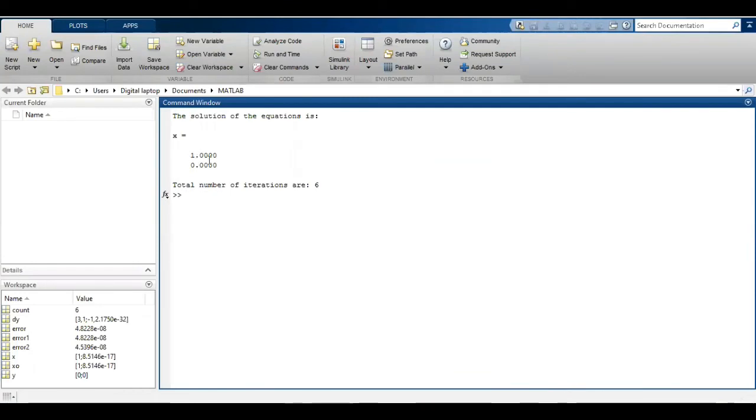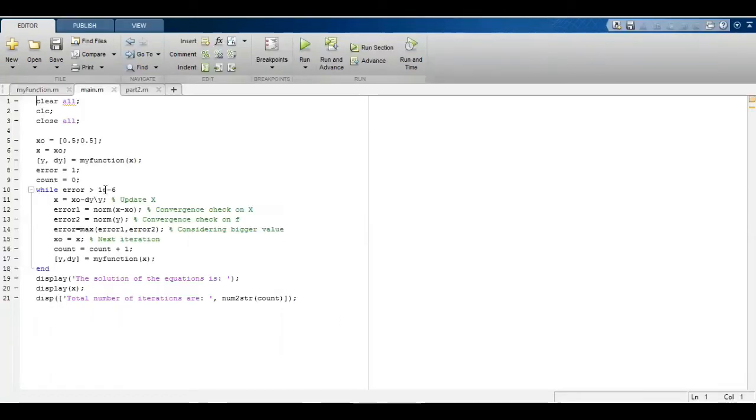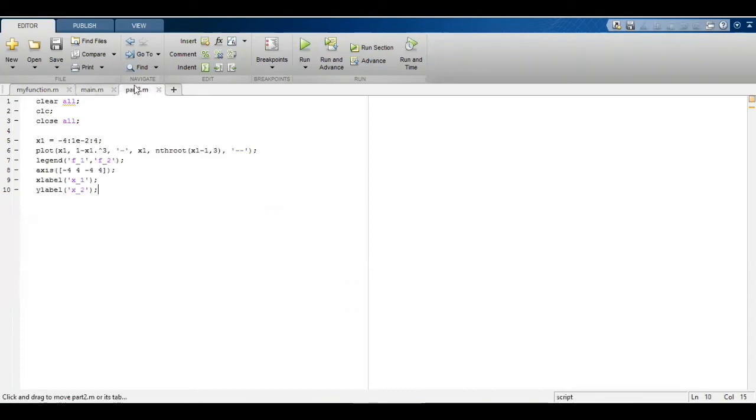This is our required solution after 6 iterations. x1 is 1 and x2 is equal to 0. Now if I want to validate my result, I can write a small code in another file. This file will actually plot both the functions from -1 to 1, and the intersection of both the functions will give us the point at which the solution exists.